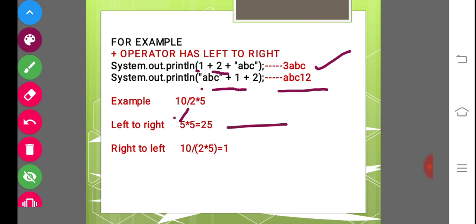Now again, if I put a bracket around 2 multiplied by 5, this will change the order. This bracket will be solved first. So 2 multiplied by 5, answer comes 10. Then 10 divided by 10, the quotient comes 1.